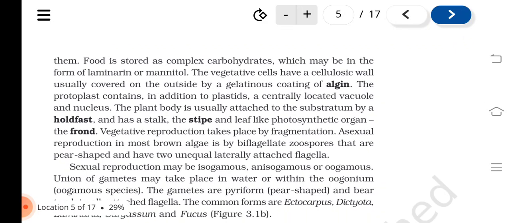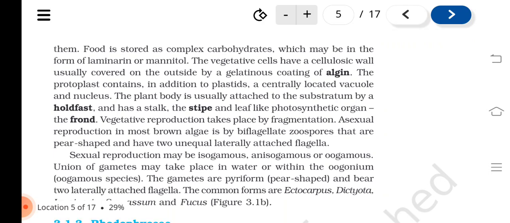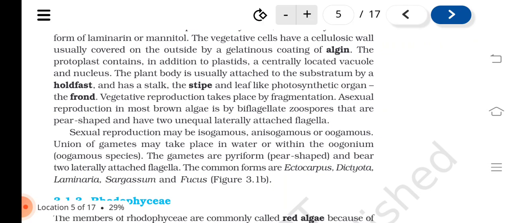Food is stored as complex carbohydrates which may be in the form of laminarin or mannitol. The vegetative cells have a cellulosic wall usually covered on the outside by a gelatinous coating of algin. The protoplast contains, in addition to plastids, a centrally located vacuole and nucleus. The plant body is usually attached to the substratum by a holdfast and a stalk, the stipe, and leaf-like photosynthetic organ, the frond. Vegetative reproduction takes place by fragmentation.